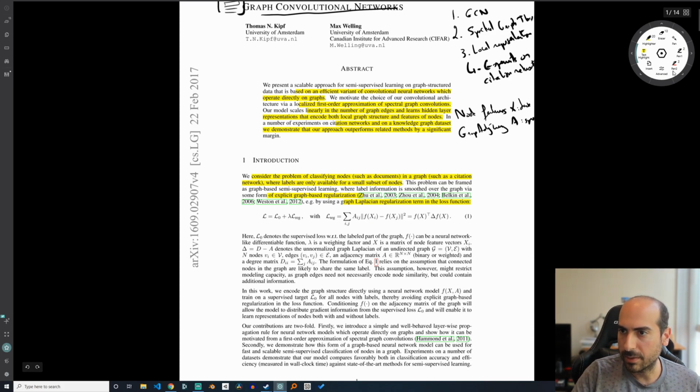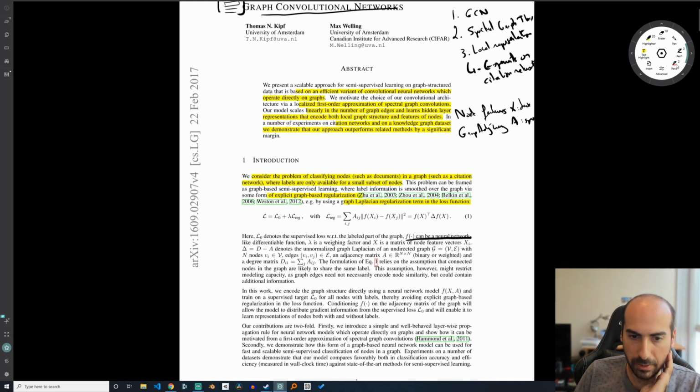And I believe this is mentioned here somewhere. Where is it? So yeah, f can be thought of as a neural network, but it's really any sort of differentiable function. Think of it as a neural network. And so the assumption here is that connected nodes will have more information.